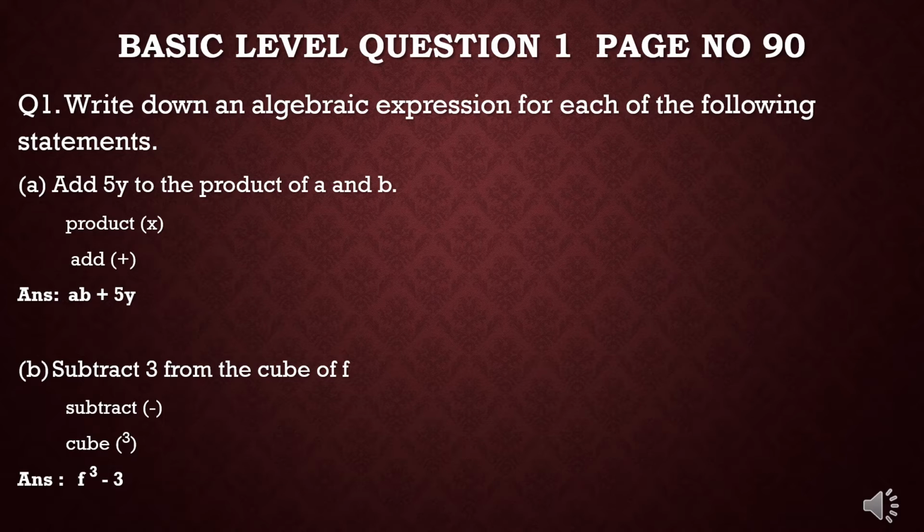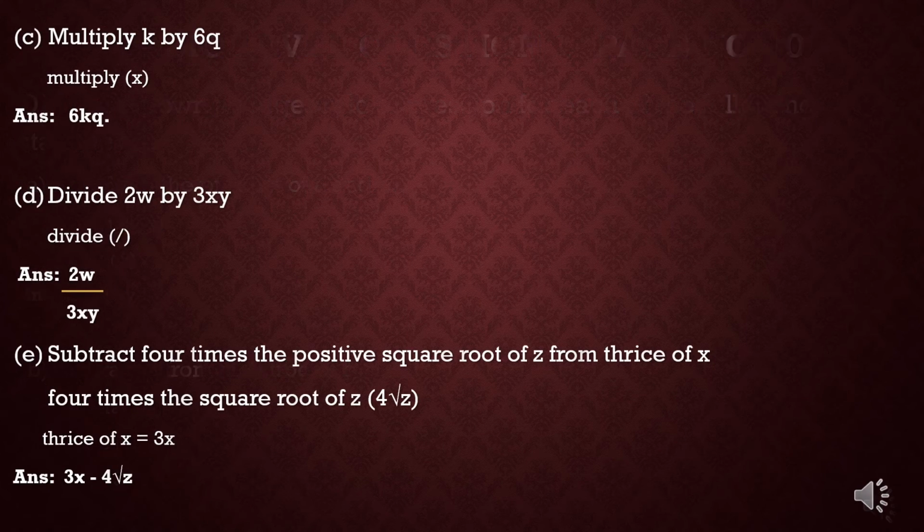Remember one thing over here, that the word or the variable which is given after the word from has to come first when you are subtracting it. So it says from the cube of f, so f cubed comes before and 3 comes afterwards. Let's move on to part number C.